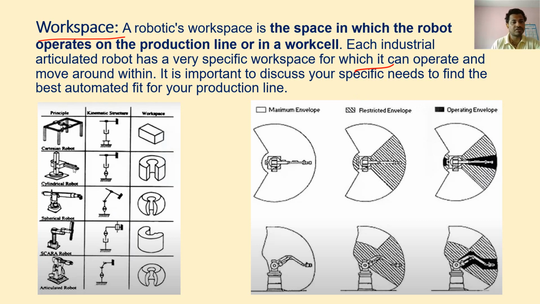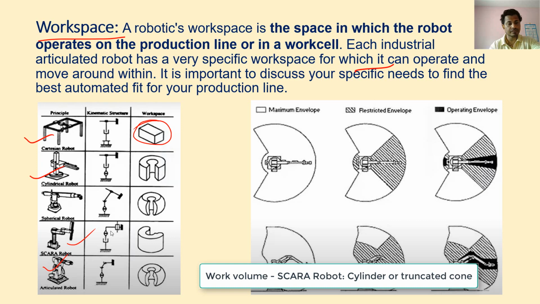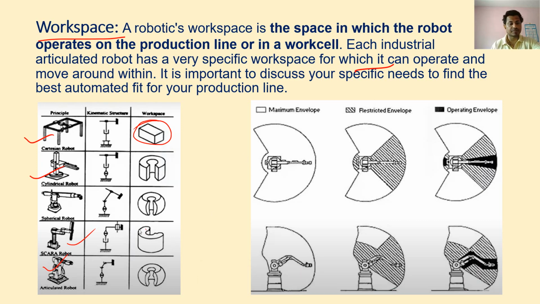So, if we talk about workspace, a Cartesian robot gives a workspace of which type? Yes, it is cuboid. A cylindrical robot gives a workspace of a cylinder or a concentric cylinder. And a spherical robot gives a workspace of a sphere. A SCARA robot gives a donut shape, and an articulated arm has a donut or bean shaped workspace. Similarly for a SCARA robot, let me check. This is basically a half cylinder type of workspace.